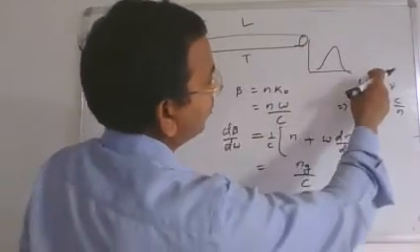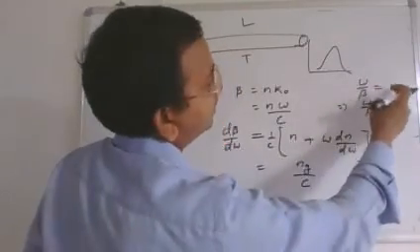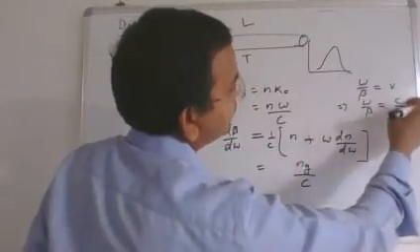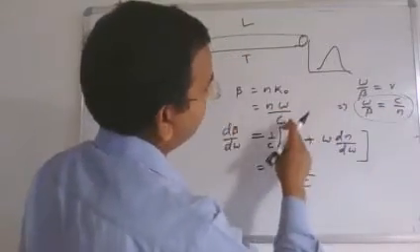Or you can write ω by β is equal to v. I have derived this just previously, and v is nothing but c by n. So from here also you can write β is equal to nω by c.